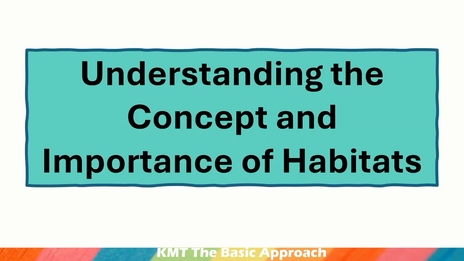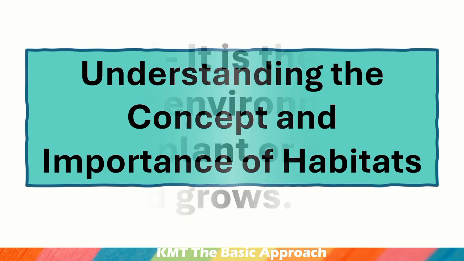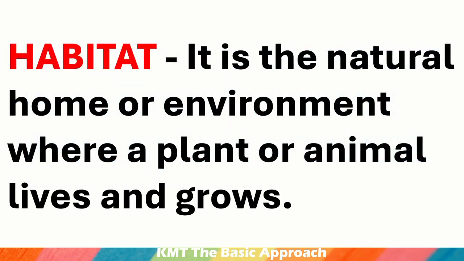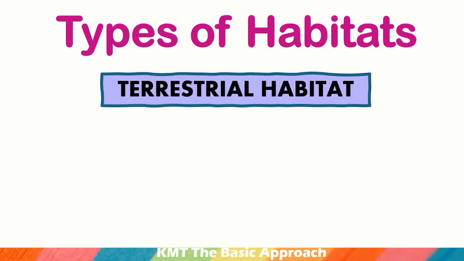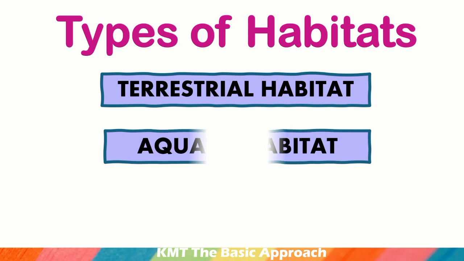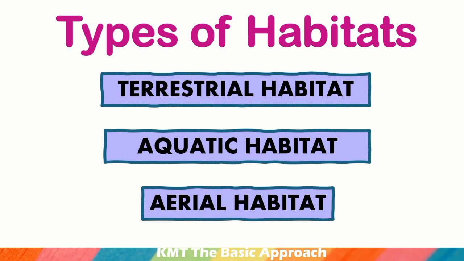First lesson, understanding the concept and importance of habitats. In our previous lesson, we learned that a habitat is the natural home or environment where a plant or animal lives and grows. We also studied the types of habitats, namely terrestrial habitat, aquatic habitat, and aerial habitat.